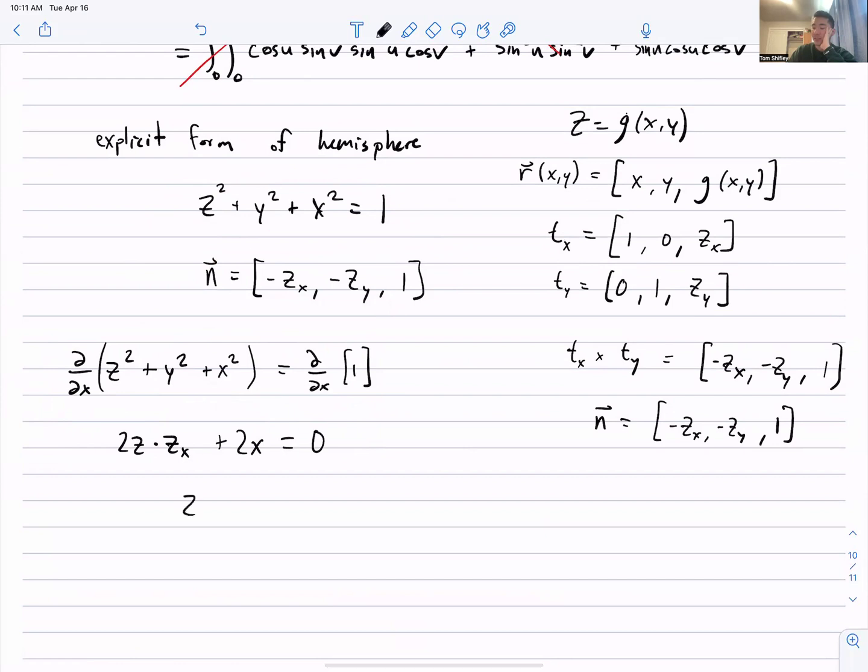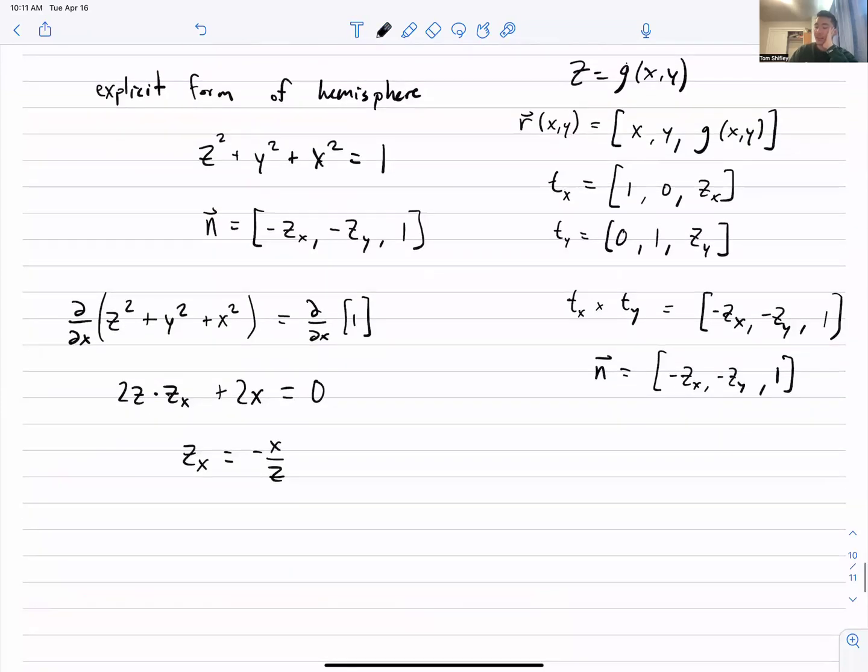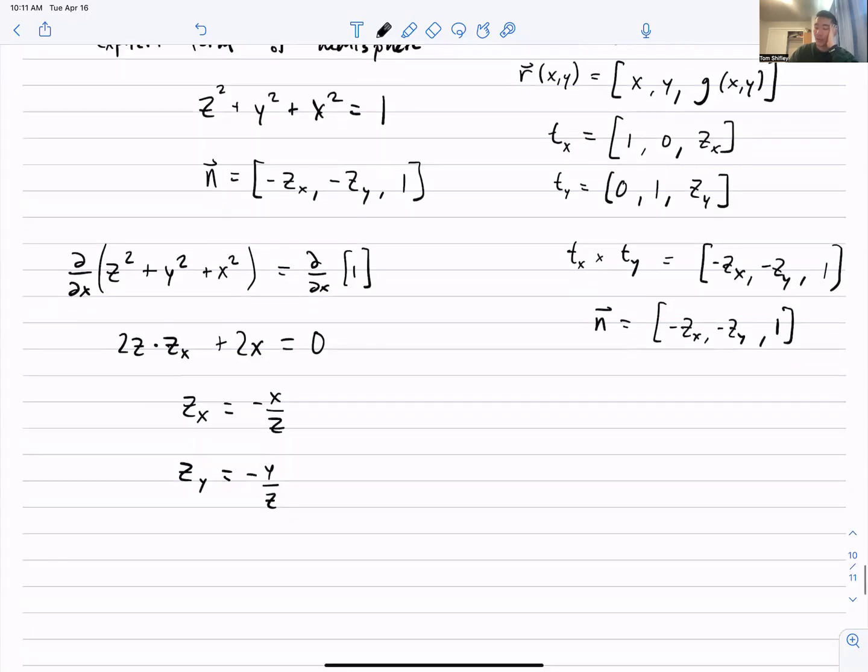So then z sub x is equal to negative x over z. You can do a very similar thing to get z sub y, and so I'll just skip it, but z sub y is going to be the exact same thing. It's going to be negative y over z. And so our normal vector is going to be, you take the negatives of those, so it's x over z, y over z, and 1. So that's the normal vector to any point on the top of our hemisphere.